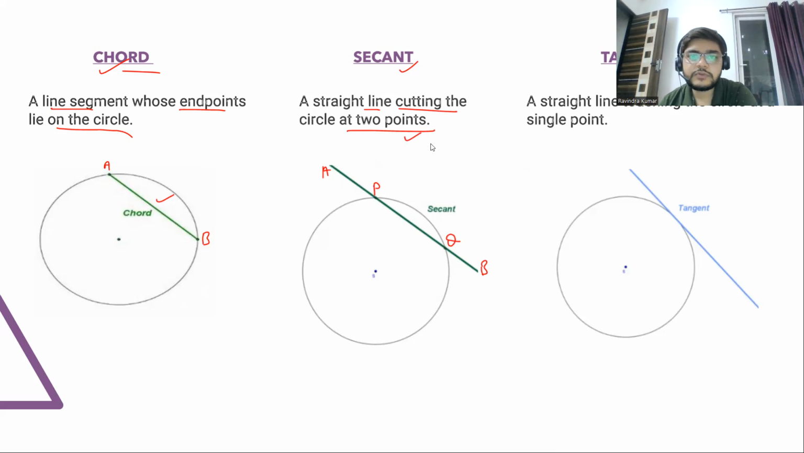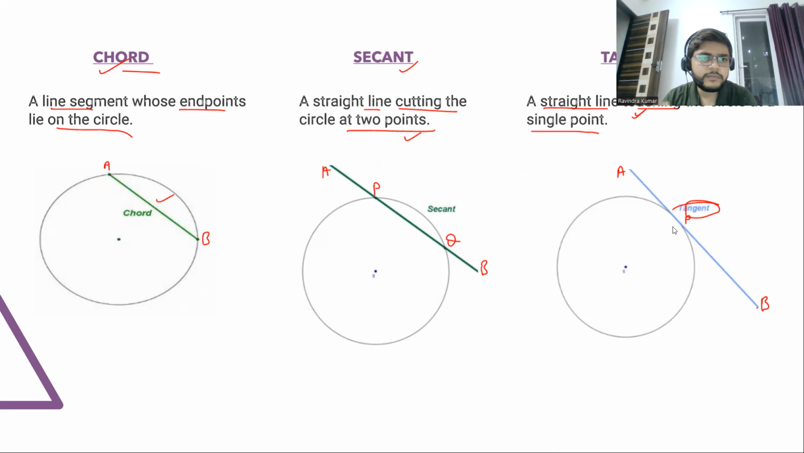Now let's come to the tangent. What is a tangent? It is a straight line touching the circle at a single point. Note the word here: touch. It will not cut, not cross, but it will touch. So you can see in the picture a line, let's say it is AB, and it is just touching the circle at point P. So this is called a tangent.